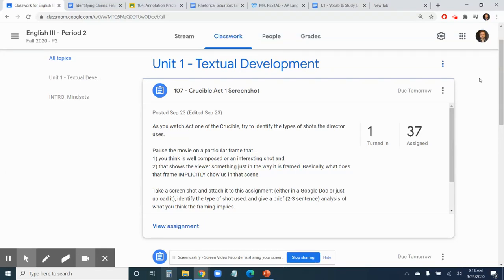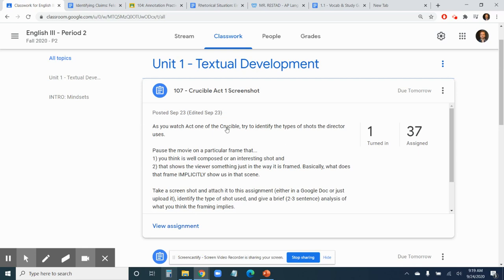Howdy folks, wanted to give you a quick walkthrough on what I'm looking for in this Crucible Act 1 screenshot. We've been working with framing and blocking and trying to understand why a director would choose a particular type of shot for a particular scene, knowing that they could put the camera anywhere, but they've chosen this one. So we're going to look for that in the Crucible.